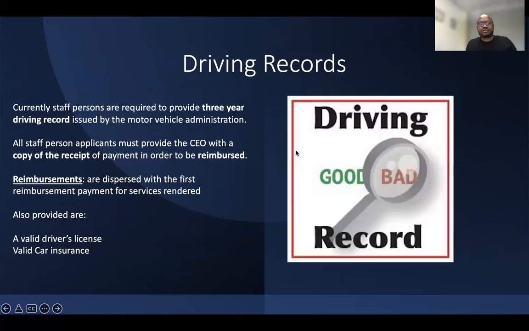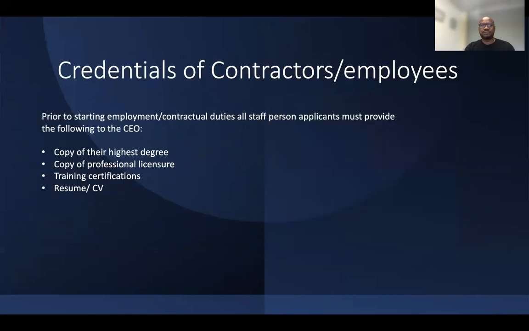Driving records. Currently, staff persons are required to provide 3-year driving records issued by the MVA. All persons and applicants must provide the CEO with a copy of the receipt of payment in order to be reimbursed. Same thing, reimbursements are dispersed. The first reimbursement is done after services are rendered at your first paycheck with the organization. And also we require a valid driver's license and valid car insurance. When it expires, we need to get a copy of the new one.